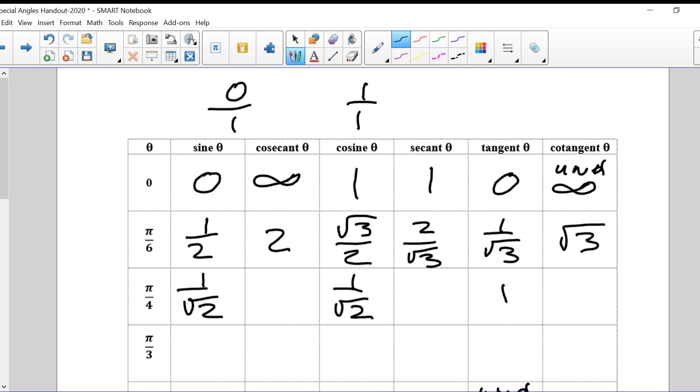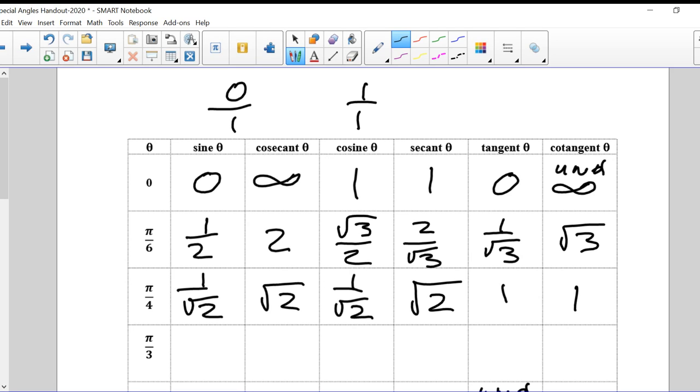Let's take each of these and flip them over. So, the cosecant of pi over 4, root 2 over 1. And I just simply say root 2. Right? Anything over 1 is just that thing itself. Obviously, it's going to be the same answer for the secant. But how about the cotangent of pi over 4? It should just be 1.